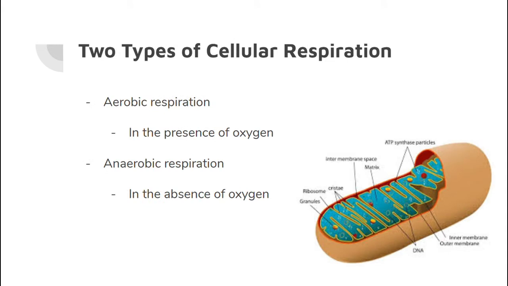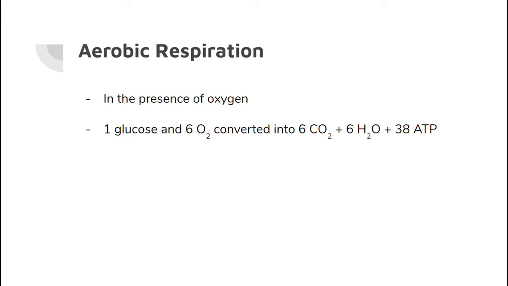We have two types of cellular respiration, and these are aerobic and anaerobic. Aerobic respiration occurs in the presence of oxygen, and anaerobic respiration occurs in the absence of oxygen. This is going to take place in the mitochondria.